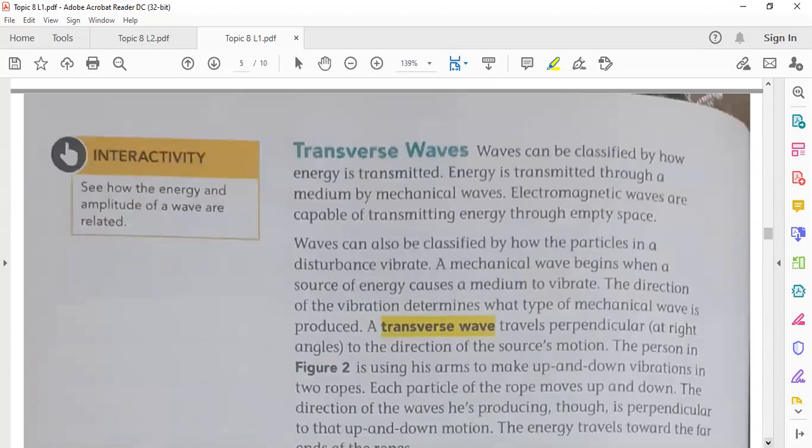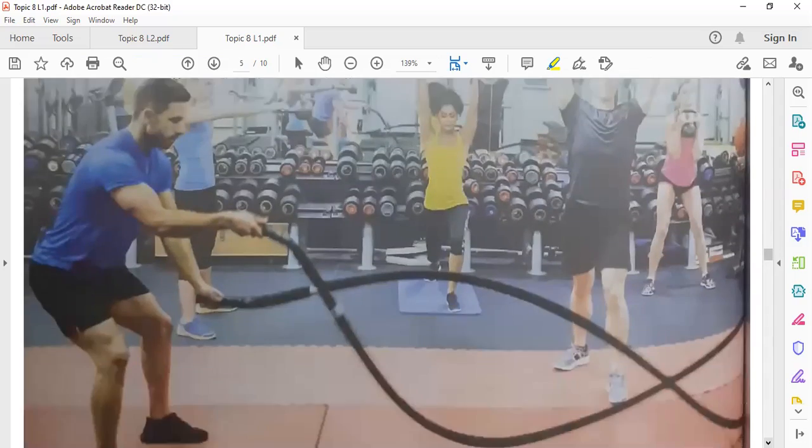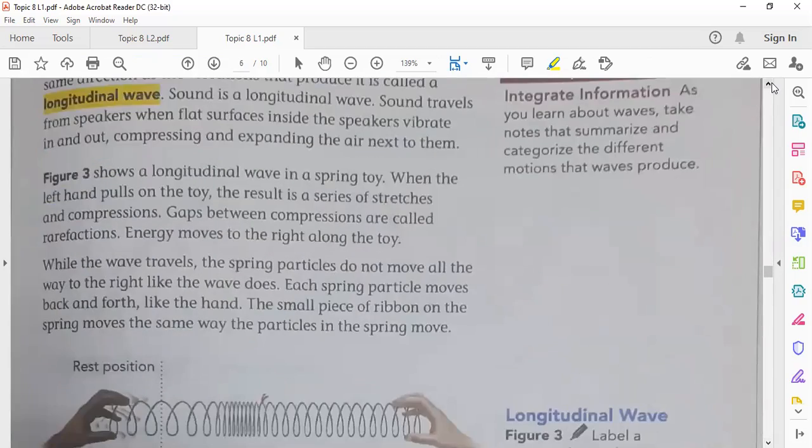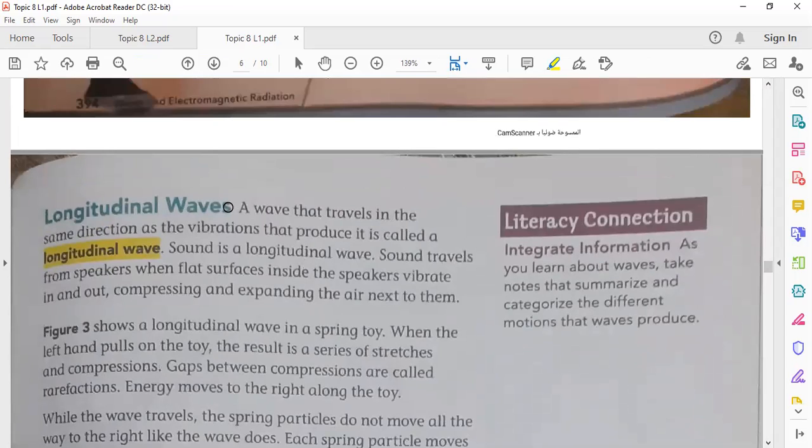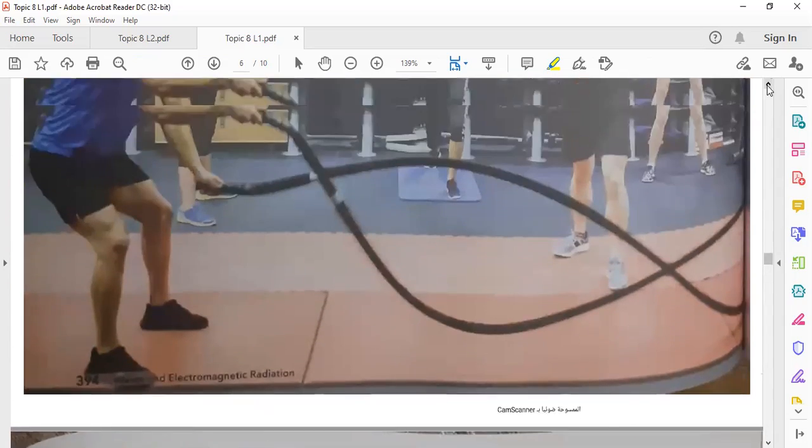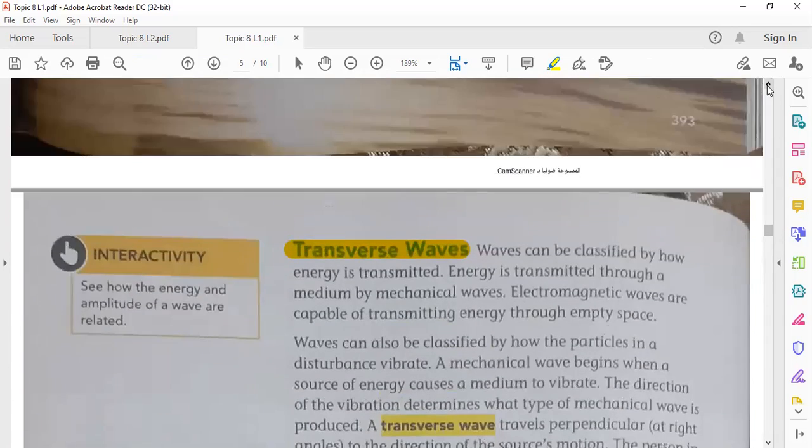Now we can classify waves into two types according to how the vibrations look. Waves can be classified into transverse waves and longitudinal waves. Okay? What is the difference between them?